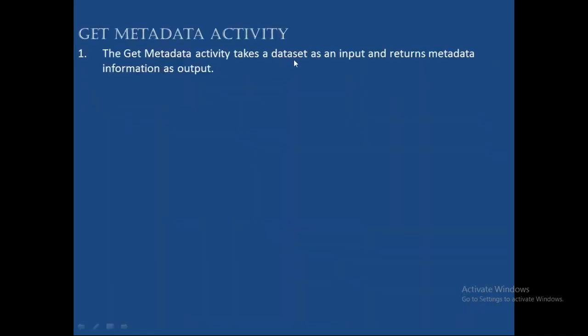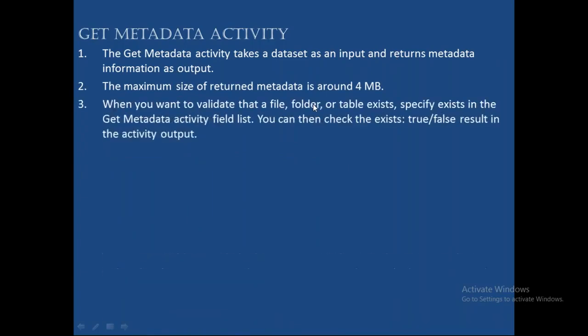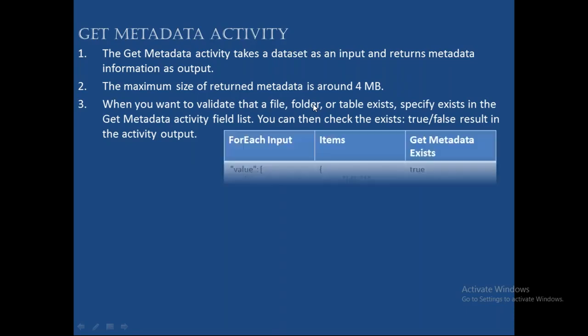Get metadata activity. Get metadata activity takes a dataset as an input and returns metadata information as an output. The maximum size of returned metadata is around 4 MB. When you want to validate whether a file, folder, or table exists, specify exists in the get metadata activity field list. You can then check the exists true or false result in the activity output, right?